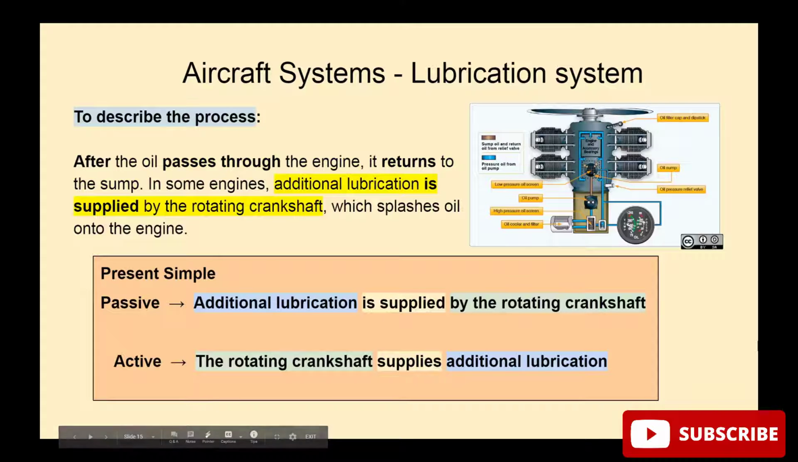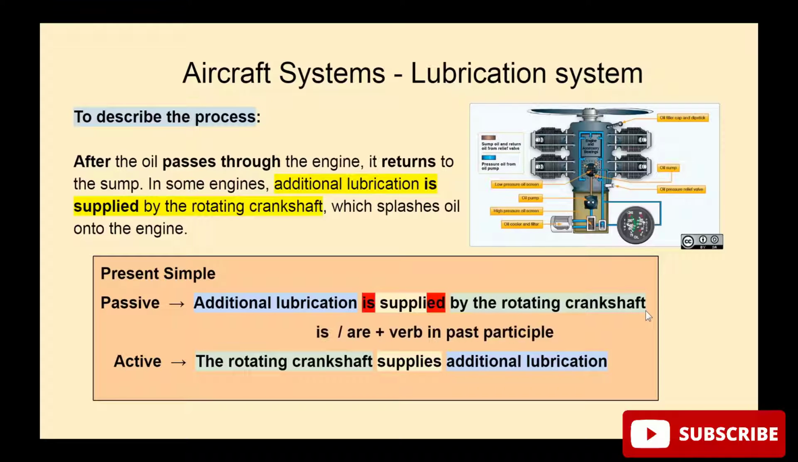When we read service and operation manuals, it is very common to find passive sentences in the present simple. Additional lubrication is supplied by the rotating crankshaft. This passive is used to emphasize the subject, so additional lubrication is the most important information and not what drives the action, the rotating crankshaft. Besides, we always place is if the subject is singular or uncountable, as in additional lubrication is supplied.